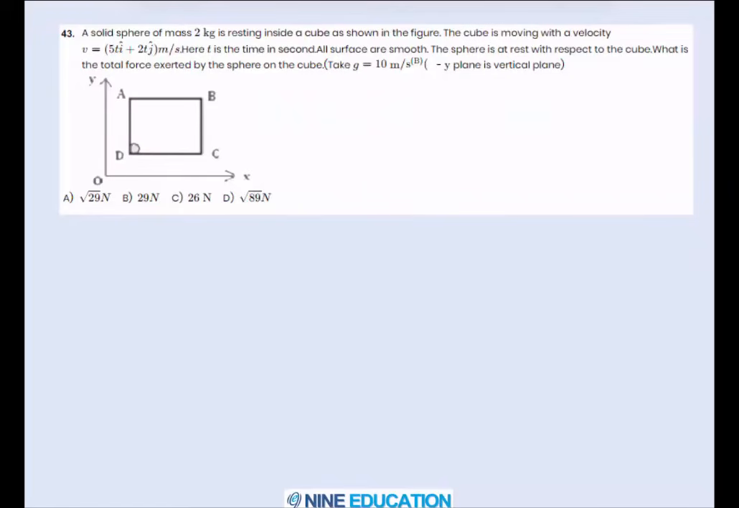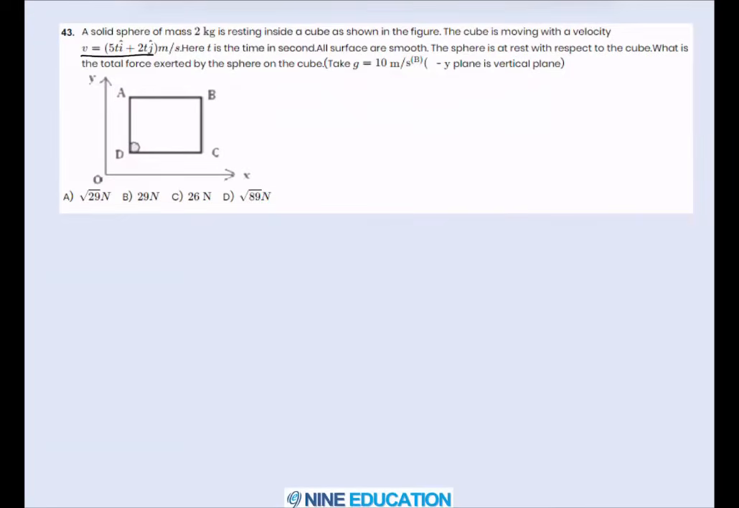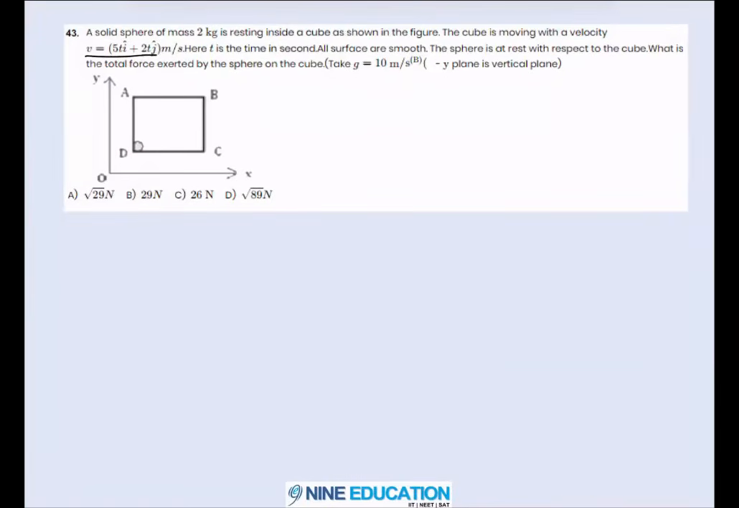Now, this is the question in which we have to apply the concept of the pseudo-force. First, look at this particular velocity. What is the value of the velocity? The value of the velocity is 5t i cap plus 2t j cap. Now, if you differentiate this, you will get the acceleration. And what will be the acceleration? Acceleration will be dv by dt, and that will come out to be 5 i cap plus 2 j cap.